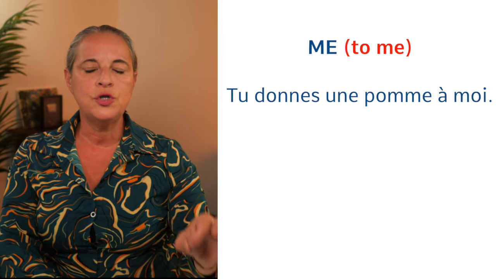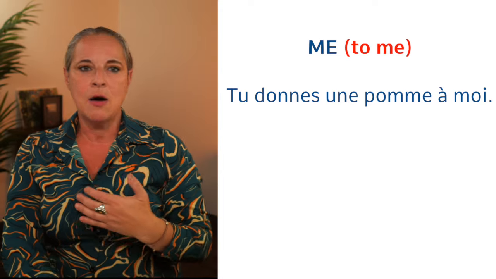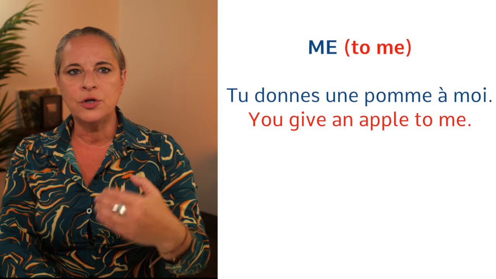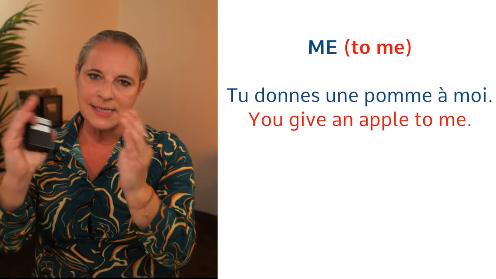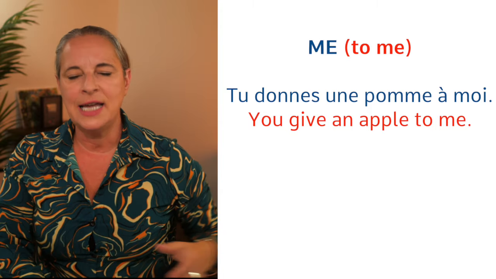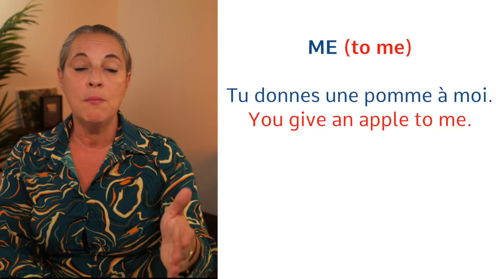Now, here's a list of the indirect object pronouns. As I said to you in another video, I covered the direct object pronouns, which sometimes overlap and sometimes are the same. But today it is all about the indirect object pronouns. So have a look at the first one, me, which literally translates as to me. For example, tu donnes une pomme à moi. You give an apple to me. If we were to replace this à moi with an indirect object pronoun, it will be me.